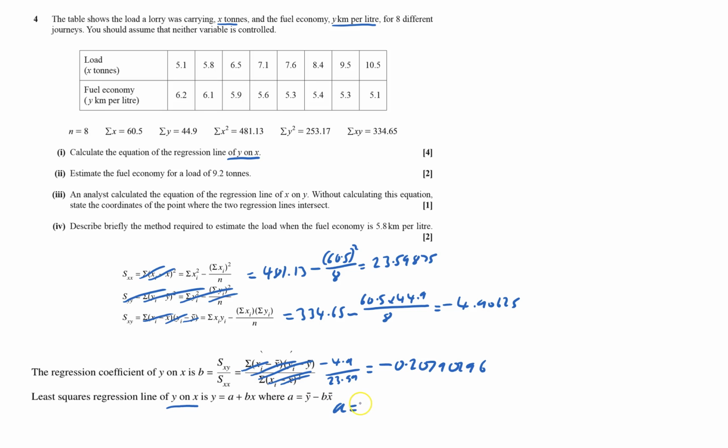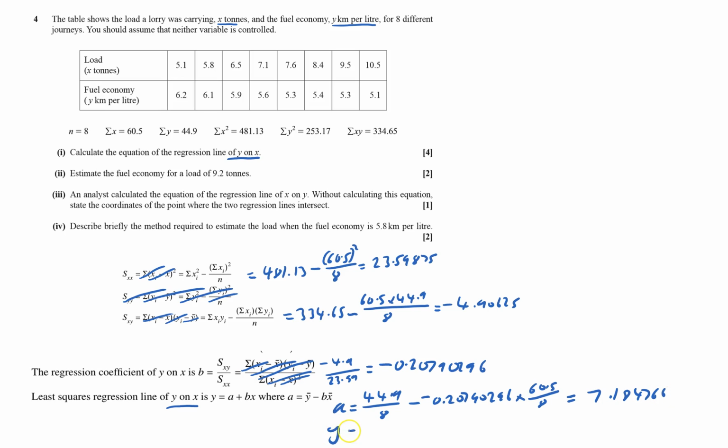I can now work out what A equals. So A equals Y bar, which is the total of Y's divided by how many there are, plus, or as it's minus B lots, minus B, which is minus, so I put plus 0.20790296 times X bar, which is 60.5 over 8, and that equals 7.184766. So now we're pretty much there.